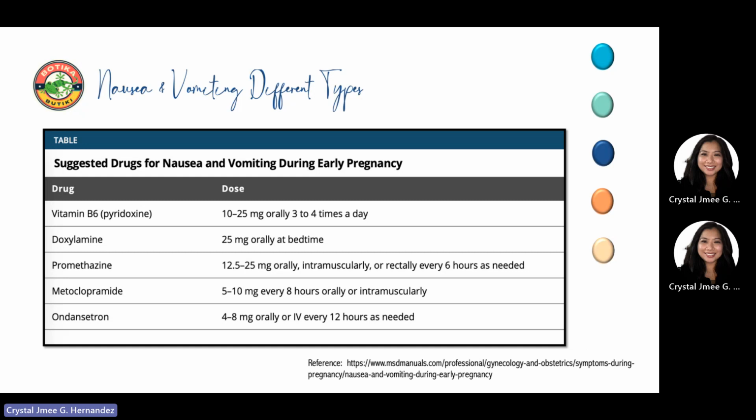Then, the suggested treatment for nausea and vomiting during early pregnancy. Again, as we mentioned, in pregnancy our main focus is the benefit and risk, since we need to address the nausea and vomiting, but we also have to consider the safety of the fetus or the baby. The common medications are vitamin B6 or pyridoxine, with or without doxylamine; promethazine, metoclopramide, and ondansetron are also options. However, for the initial treatment, the recommended is vitamin B6 or pyridoxine with or without doxylamine.